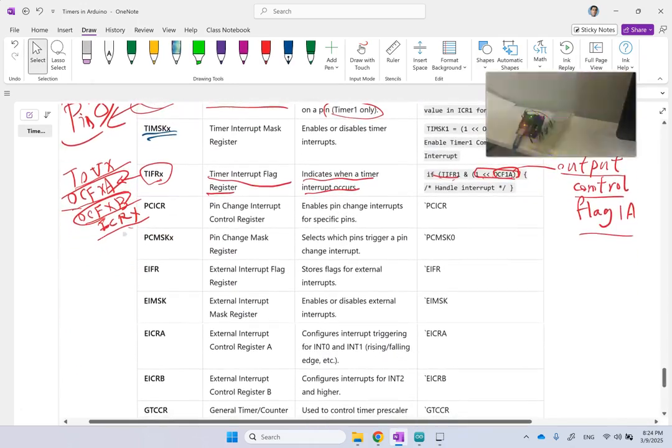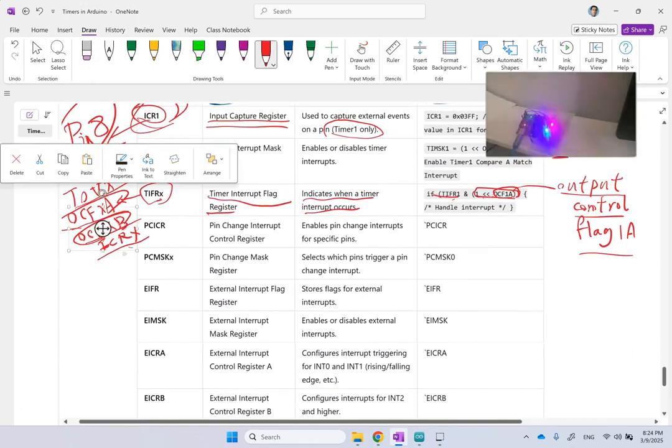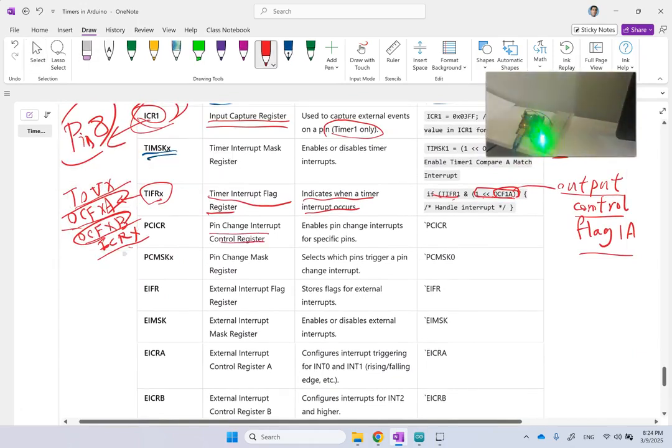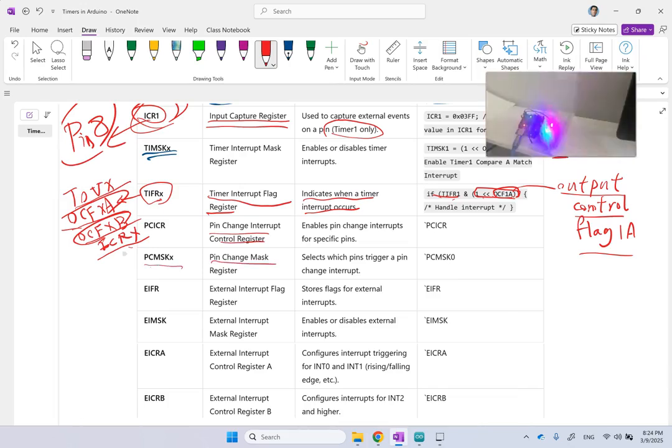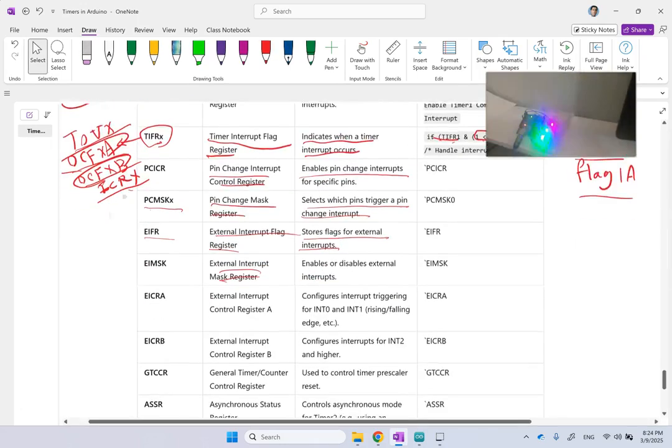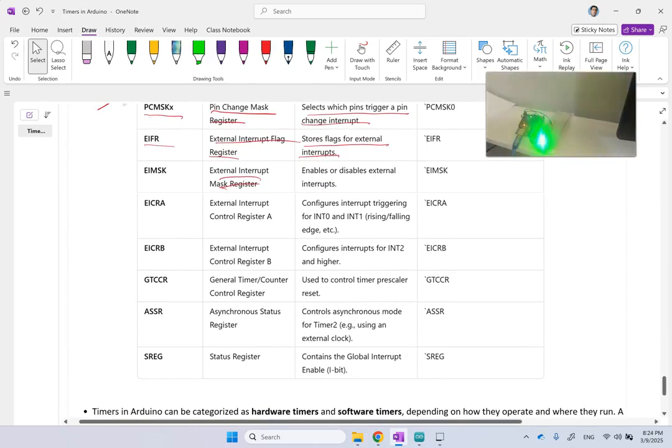And then there are other ones. There is PCICR, which is the Pin Change Interrupt Control Register. There is PCMSK, the Pin Change Mask Register. The top one enables the pin change interrupts. The bottom one selects which pins trigger a pin change interrupt. Then we have EIFR, the External Interrupt Flag Register, which stores the flag for external interrupts, the mask registers, and so on and so forth.